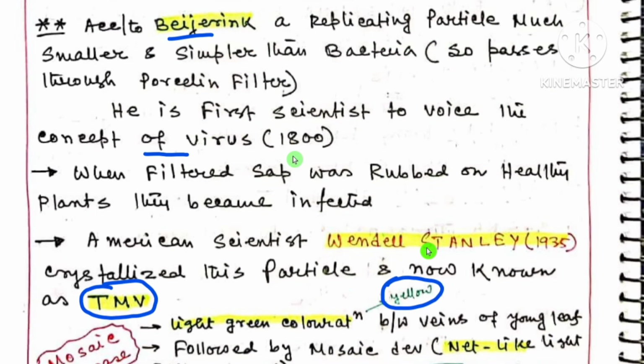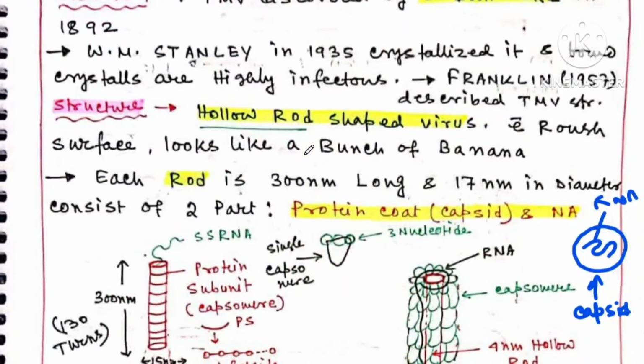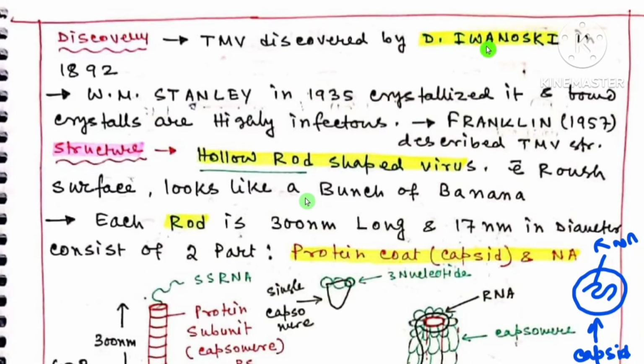And Stanley first crystallized tobacco mosaic virus. But tobacco mosaic virus was discovered by Dmitry Ivanovsky in 1892. W. Stanley in 1935 crystallized it and found the crystals are highly infectious. So tobacco mosaic virus crystals are very infectious, and Franklin described the tobacco mosaic virus structure. Franklin first described the tobacco mosaic virus structure.